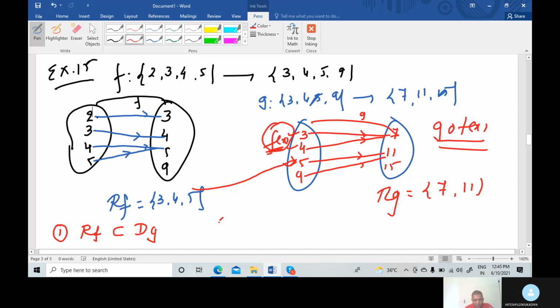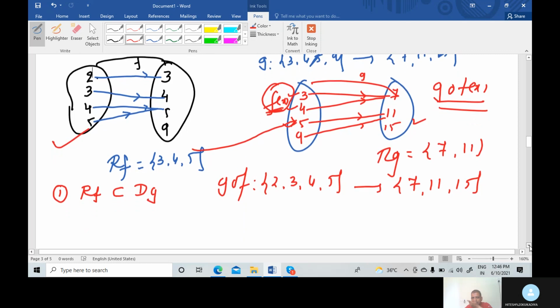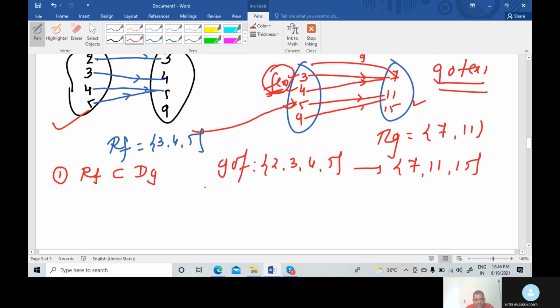Now the GOF function's domain starts here: 2, 3, 4, 5, and the codomain ending is here 7, 11 and 15. This is the GOF function. Now we discuss the GOF function. Put in different values and we can calculate here.